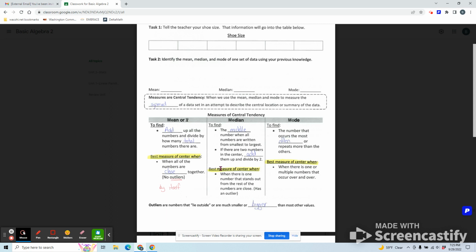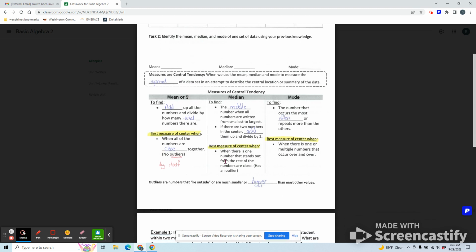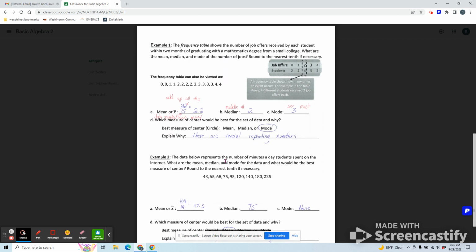And actually the median is used the most often when it talks about median income for a neighborhood or the median salary for some sort of position. A lot of companies or a lot of newspapers talk about the median of something. So they're just using the middle number to describe that set of data. And then the last one is the mode. So the best time to use that is when there's one or multiple numbers that occur over and over again. So we're going to look at two different examples in action. So the frequency table is showing the number of jobs.